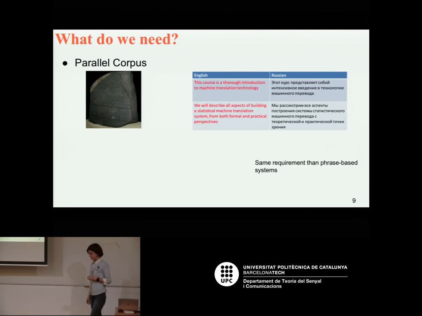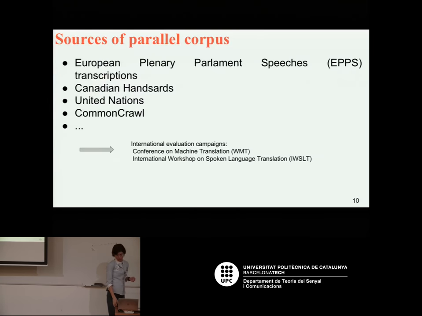What do we need to build a neural machine translation system? We need a parallel corpus. This was needed as well in statistical machine translation, okay? The parallel corpus is the correspondence between source sentences and target sentences, okay? That is why we're saying that we are training a supervised system.